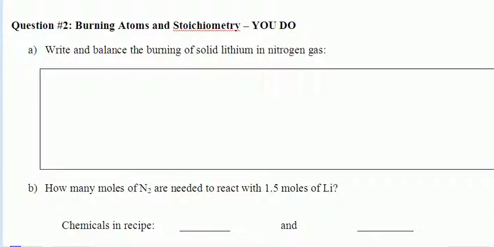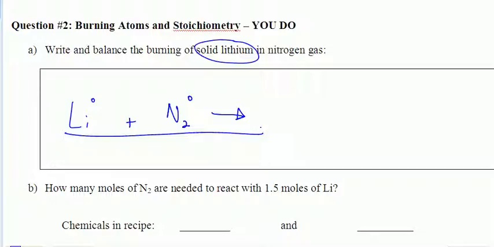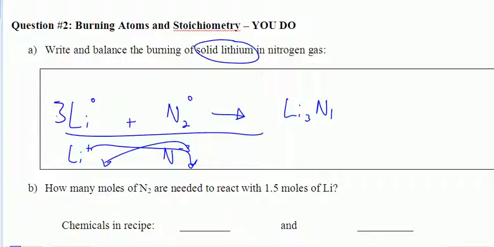Question number 2. Burning atoms and stoichiometry for you to do. So here we go. Solid lithium, 0, plus nitrogen gas, boom. Neither of them are excited, so they got to get excited. This is going to make Li3N, and that came from the charge switch. Putting a 3 here, a 2 here, got to change that to 6.